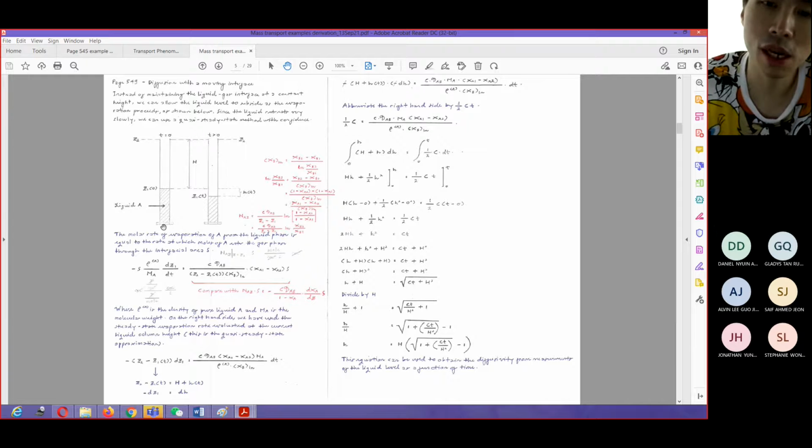Now, we can make a mass balance in here. We say that the molar rate of evaporation of A from the liquid phase is equal to the rate at which moles of A enter the gas phase through the interfacial area S. So let's equalize the change with respect to the liquid level. We multiply by the surface, and this term in the balance is what we call an accumulation term.